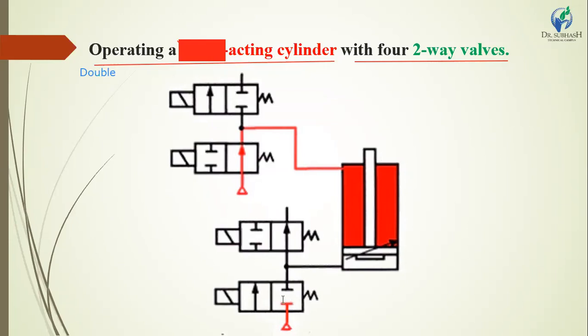The first condition for the 2 by 2 valve is closed, which means the oil cannot enter into the cylinder, but at this time oil returns from the cylinder and passes into the hydraulic tank. The same condition we have to apply on the other side of the piston cylinder arrangement.